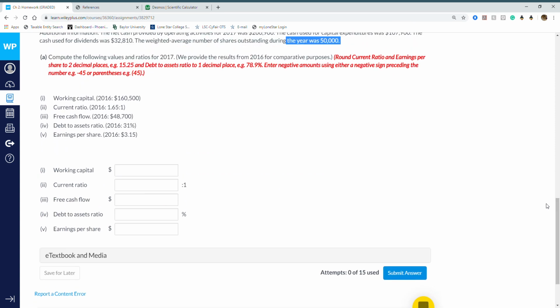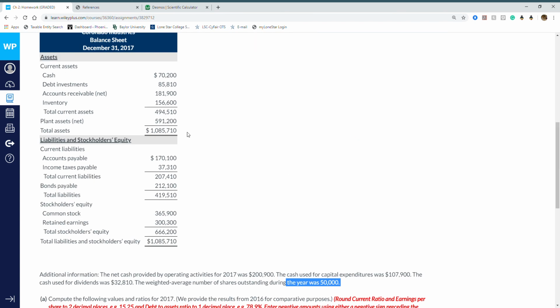Working capital, again, is current assets minus current liabilities. Current ratio, we divide the two. Your free cash flow is all in this little paragraph. And debt to assets is actually already there too. We just do our total liabilities divided by our total assets. So everything's there. Okay, cool.